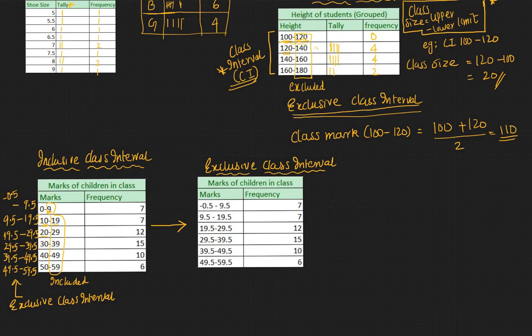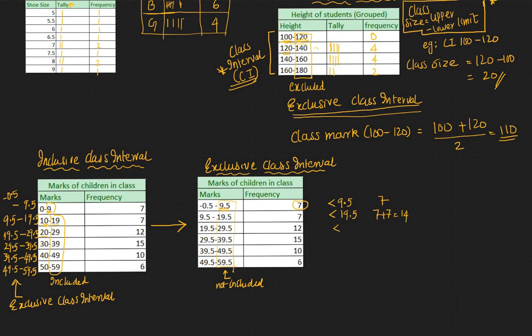So if you want to find all marks less than a particular value, like less than 9.5, 19.5, so let's say less than 9.5 would be 7, because we know that now 9.5 is not included in this 7, right? Because we don't include the upper limit when it is an exclusive class interval. So when we want to find less than 9.5, it is 7, and less than 19.5 would be 7 plus 7, and that's equal to 14.